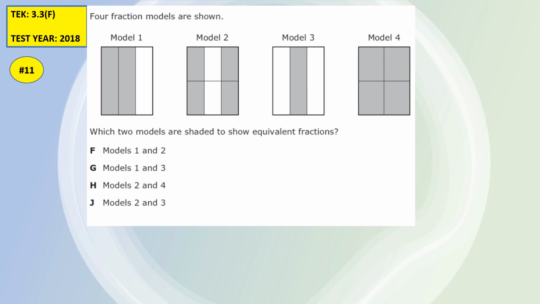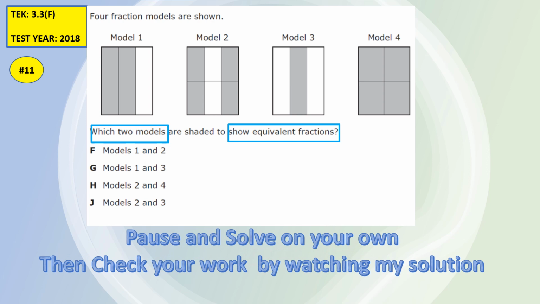Number 11 says 4 fraction models are shown. Model 1, Model 2, Model 3, and Model 4. Which 2 models are shaded to show equivalent fractions? Which 2 models are basically the same? Equivalent fractions. So I want you to pause and solve on your own, then check your work by watching my solution.